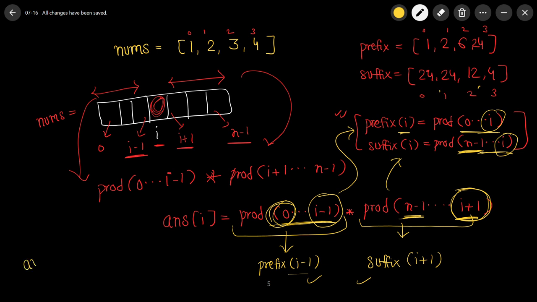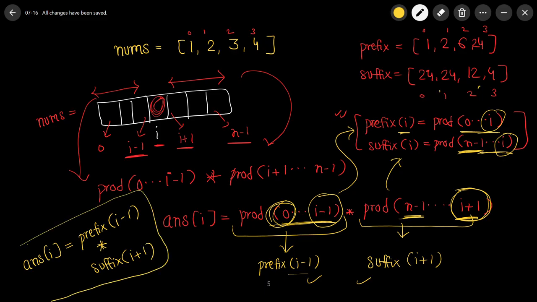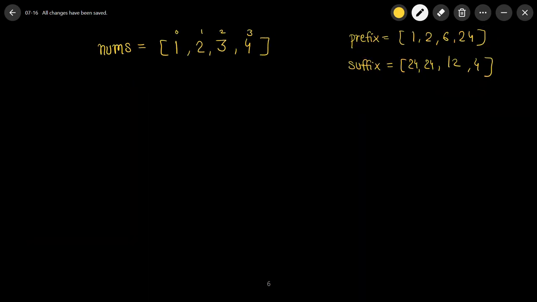So when we would compute the answer of I, we would do nothing but prefix of I minus 1 into suffix of I plus 1 every time. So this would give our result. So as we discussed, the answer of I at any instant would be prefix of I minus 1 into suffix of I plus 1.